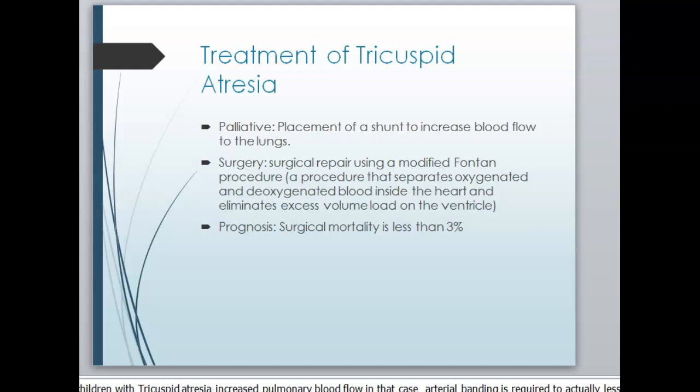Surgical repair uses a modified Fontan procedure that separates oxygenated and deoxygenated blood inside the heart and eliminates excess volume load on the ventricles. Prognosis, surgical mortality is less than 3%.